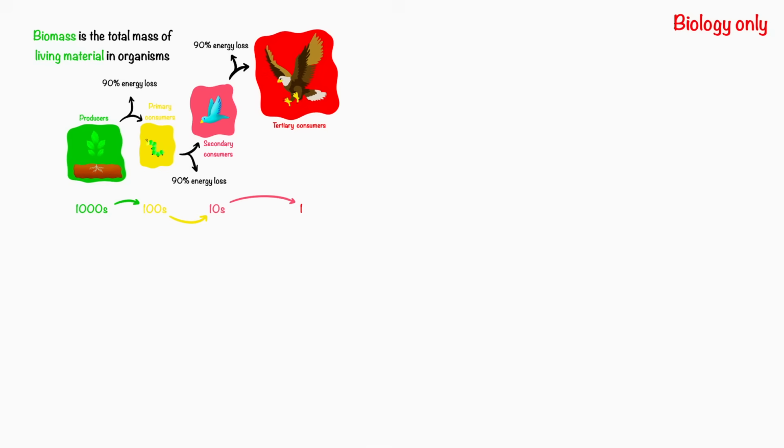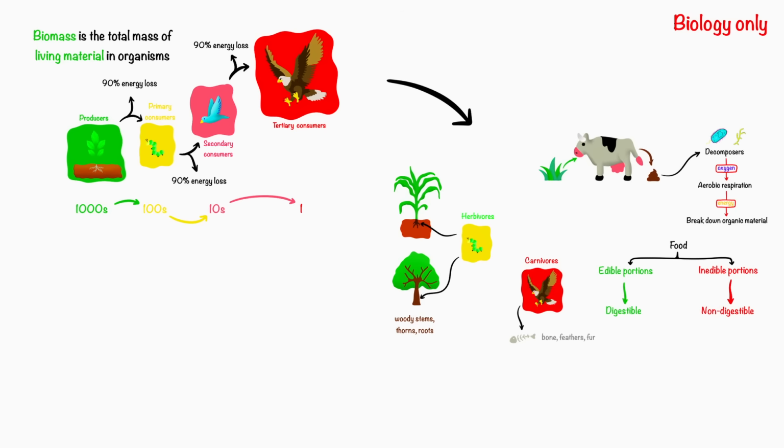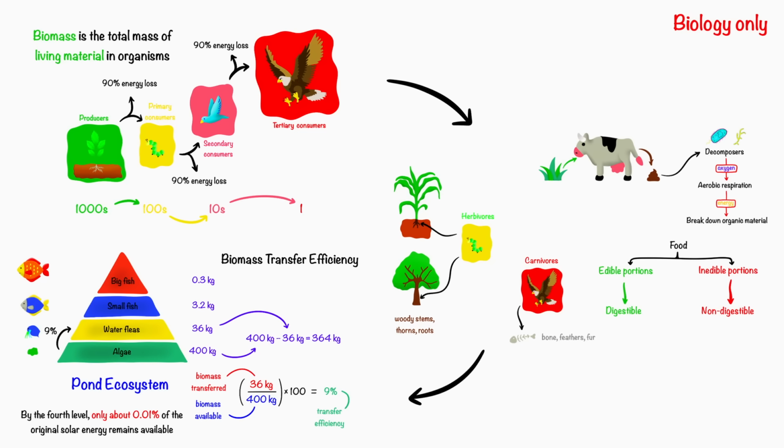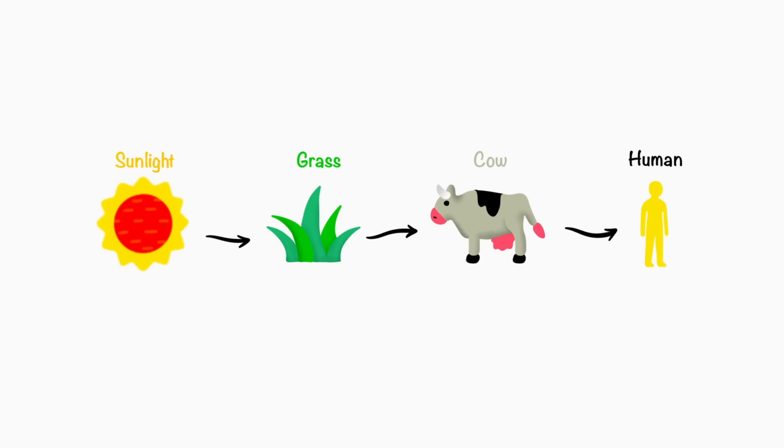This episode of our series builds on the previous one. We'll quickly revise what biomass is, then look at why biomass is lost at each trophic level, and finally, how to calculate biomass transfer efficiency. Consider the journey of energy through a simple food chain.